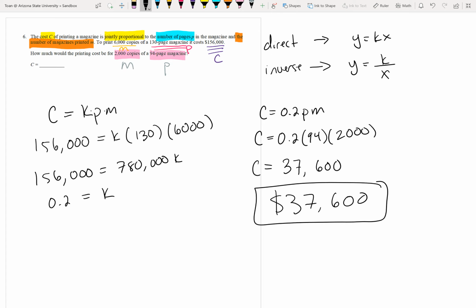So these proportional equations set up the proportion. If they give you numerical information, plug that numerical information in to solve for K. And then it'll give you a complete equation, and then if they give you more numerical information, plug that information in and solve for whatever letter they're asking you to solve for.